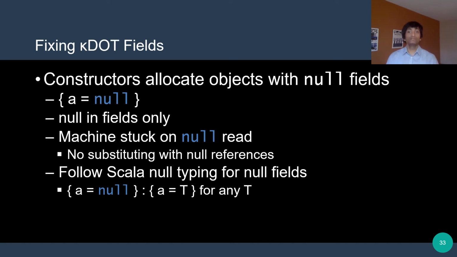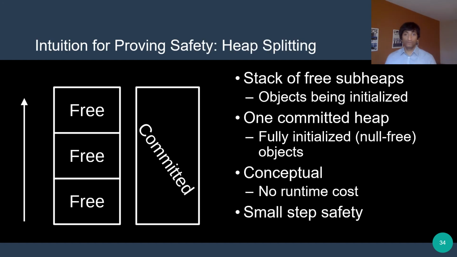Plus, we follow Scala's null typing and allow null fields to have any type. For proving safety, we conceptually split up the heap into two parts: a stack of free subheaps containing objects being initialized and a committed heap containing fully initialized null-free objects. Note that these subheaps are conceptual, there are no runtime costs associated with them, and in reality we have one flat heap. But the splitting helps with our small step safety proof.